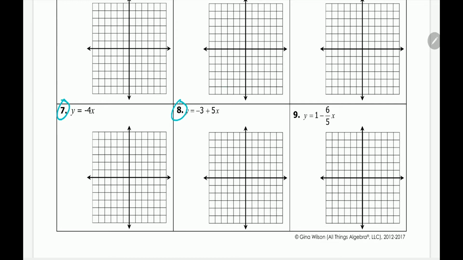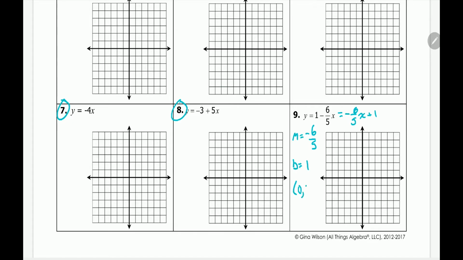Okay, so number 9. Is this guy in slope-intercept form? Well, it is, but it isn't at the same time. So let's go ahead and move this around so that it is in slope-intercept form. So we would need to instead write the negative 6 over 5x first, and then plus 1. And that changes it to the y-intercept form, or the slope-intercept. They're interchangeable. So what's the slope? What's the y-intercept? So the slope is negative 6 over 5. The y-intercept is positive 1.